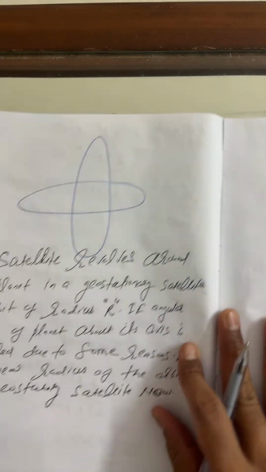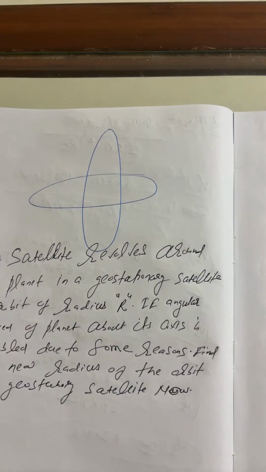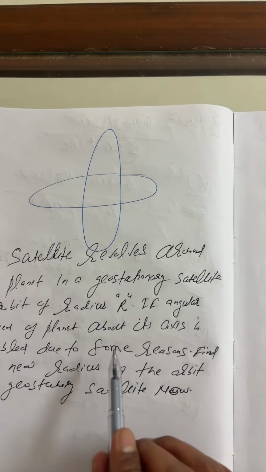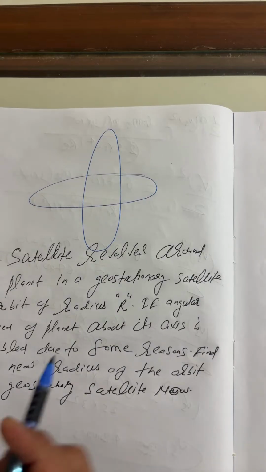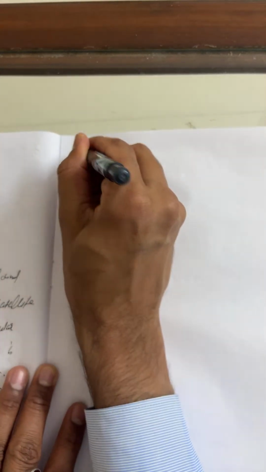Yes, beta, come. A satellite revolves around the planet in a geostationary satellite orbit of radius r. If angular speed of a planet about its axis is doubled due to some reason, find the new radius of the orbit of geostationary satellite. Okay, so have a look at the solution here for this question.